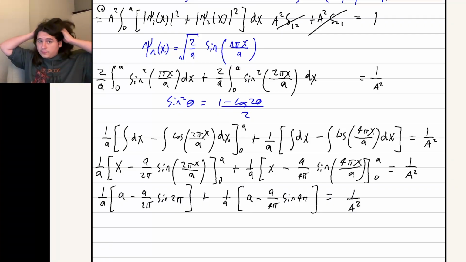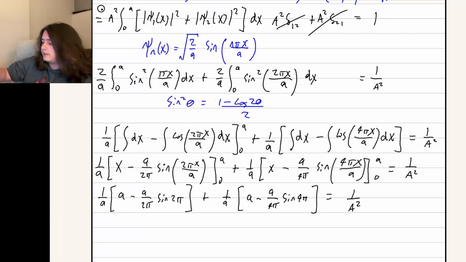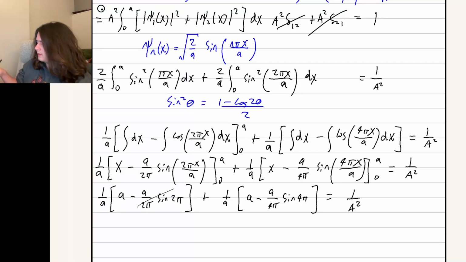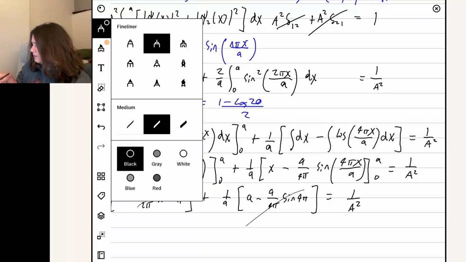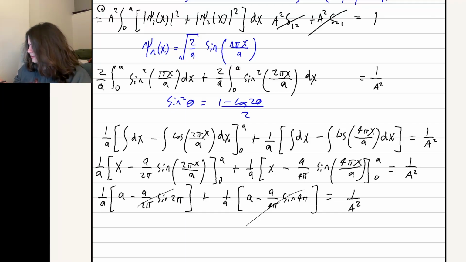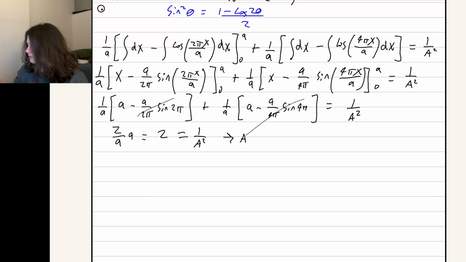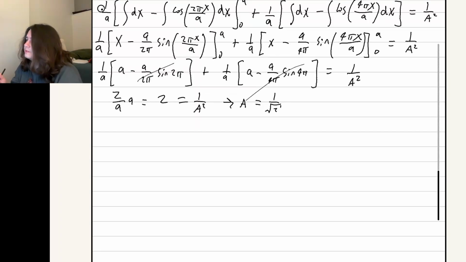Sine of 2 pi and sine of 4 pi are both 0 as well, just because they're both full rotations. So those are gone as well. And so we ended up with 2 over a. No, not even 2 over a. We have 2 over a times a, which is 2, which is equal to 1 over capital A squared. So we find that A is 1 over root 2. That properly normalizes our combined wave function.